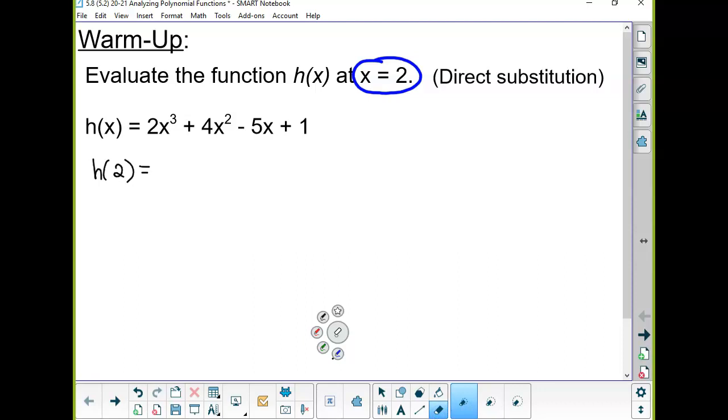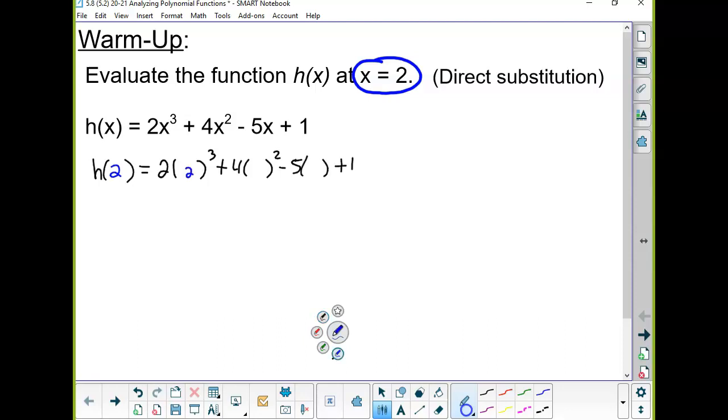I actually want to make that a different color. So what I'll do then is take the original expression, and anywhere there's an x, we'll plug in 2, and then you just have to use the correct order of operations to simplify.